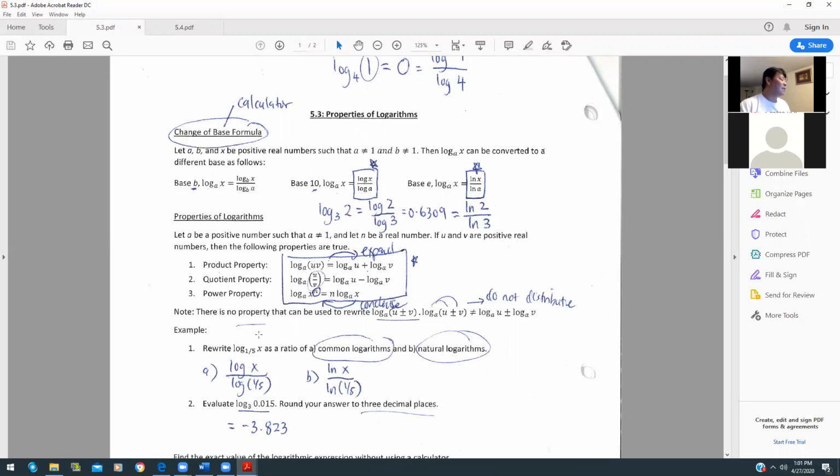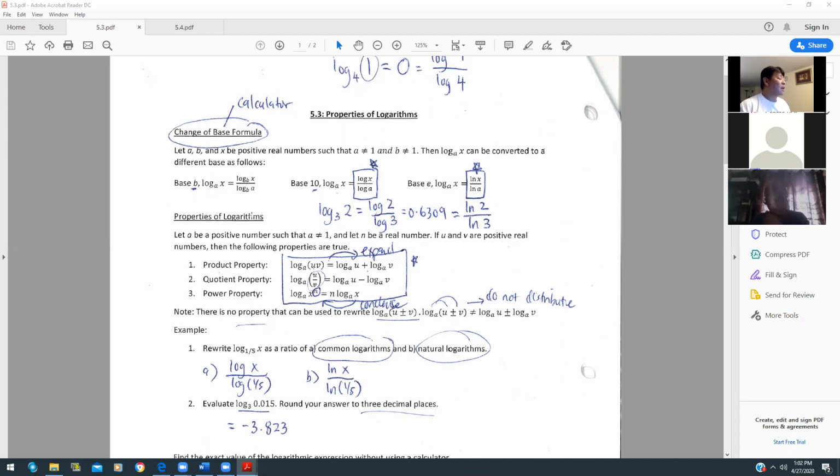If I want to change, like in number 1, log base 1/5 of x, then we just use log x over log 1/5. X is the argument, and 1/5 in this case is the base. So this is how we do change of base. This is used a lot because your calculator doesn't have log base 1/5. So this is called a change of base.